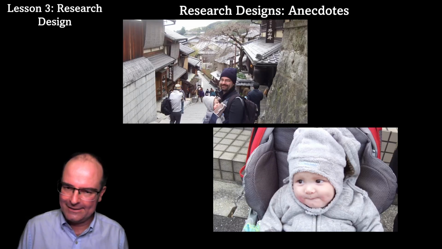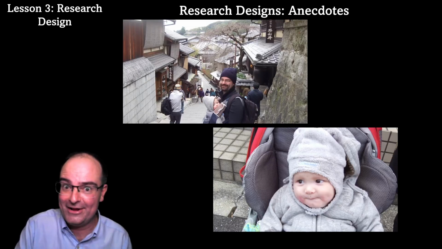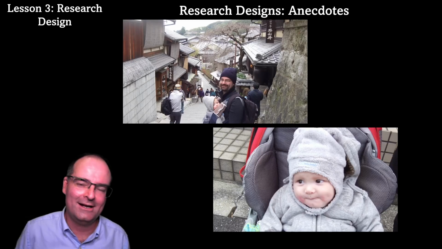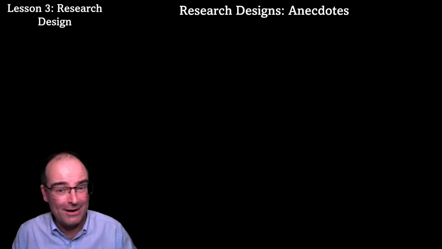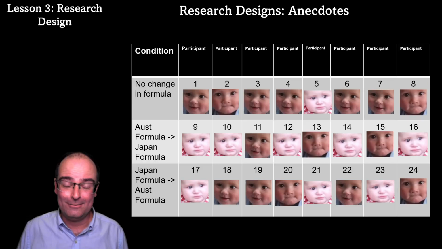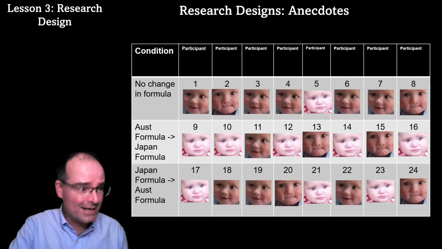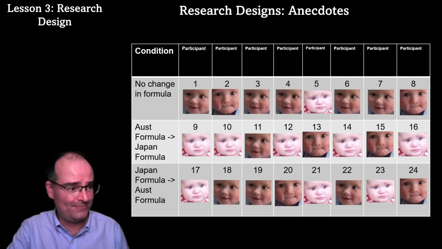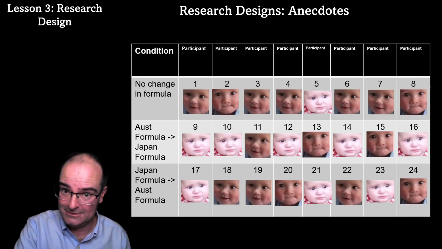But that's not what an anecdote is. The person who tells the anecdote has already made up their mind what they think the explanation is. And that's the problem. If we just focus on the baby formula hypothesis, and we were to run that as an actual study, one baby's not going to cut it. I want 24 babies. I want them randomly allocated to either no change in formula, going from the Australian to the Japanese formula, or going back again.